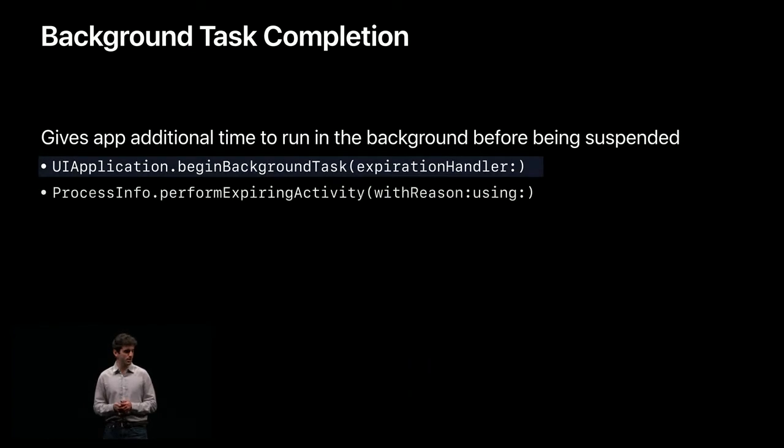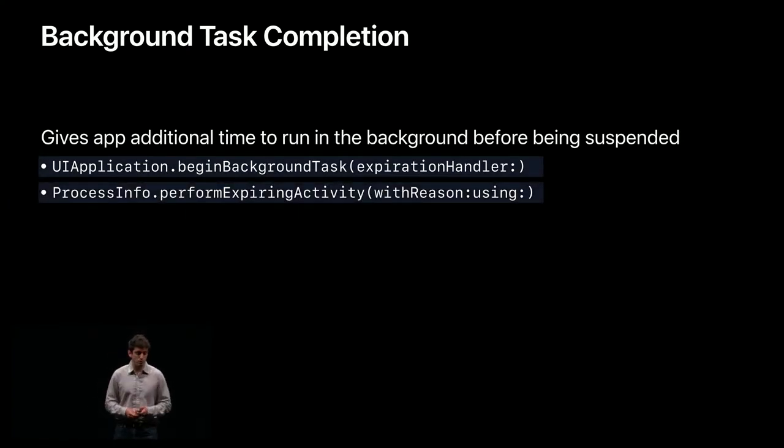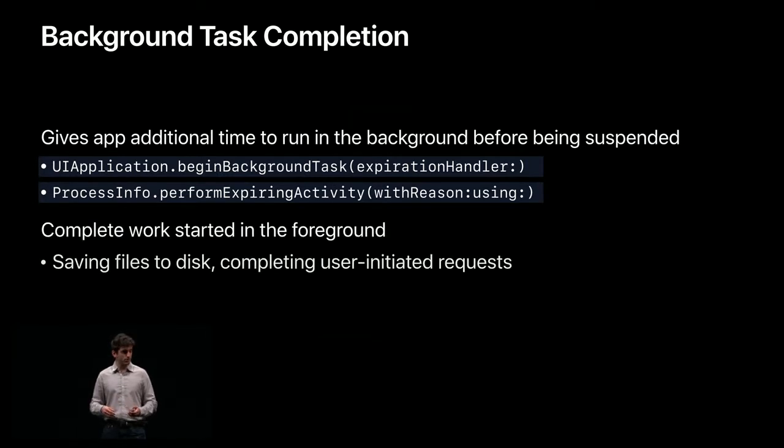The API to use for this is background task completion. This gives apps additional runtime to run in the background before being suspended. To do it, you call UIApplication beginBackgroundTask, or you call ProcessInfo performExpiringActivity if you're running from an extension. And again, this is to complete work that's started in the foreground. So other examples might include saving files to disk or completing any user-initiated request.